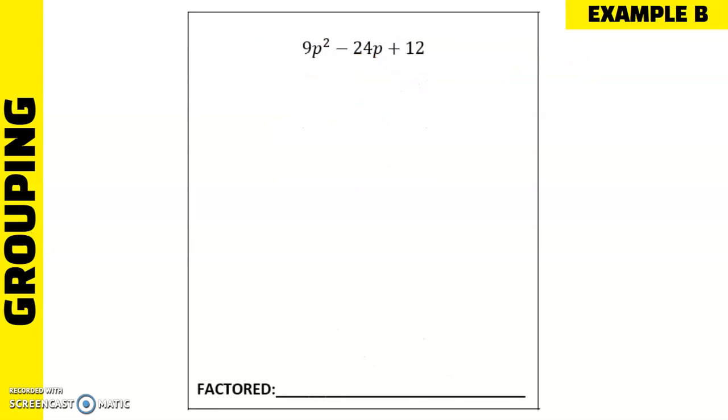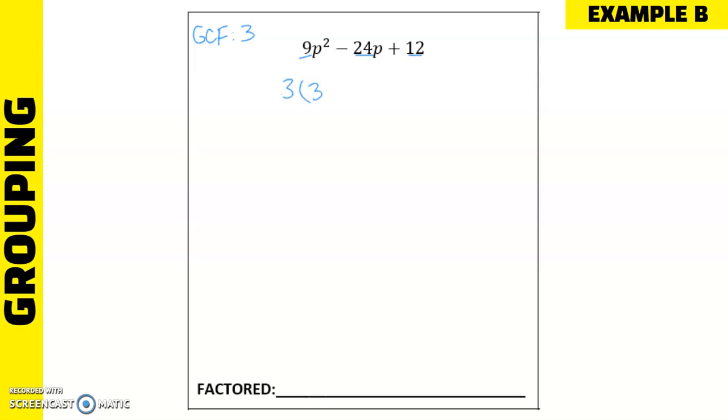All right, so here we go. Let's look at it again. We have 9p squared minus 24p plus 12. First thing I'm looking for is the greatest common factor of those three terms. I know all three of those can be divided by 3. So I pull the 3 out and I write what remains.